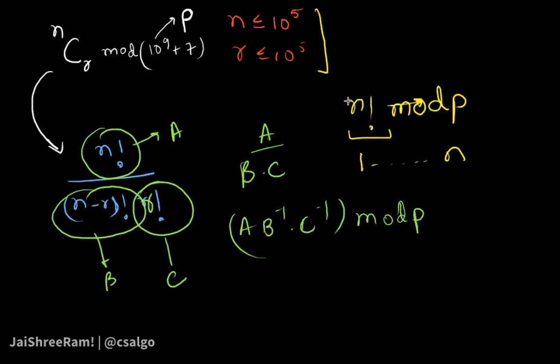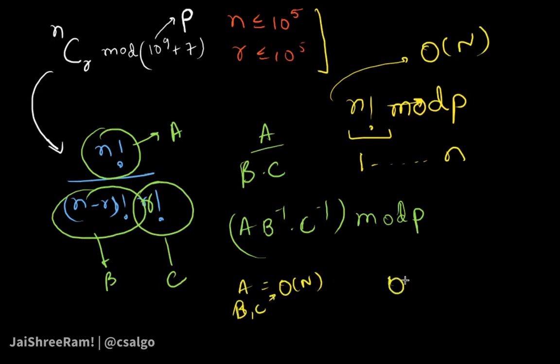To calculate this, you will need order n. Calculating a takes order n. The same goes for b and c, which also take order n. Then calculating these two inverses takes order log of p, to get b inverse and c inverse, and then multiplying them takes order 1. So there is this order n limiting factor.